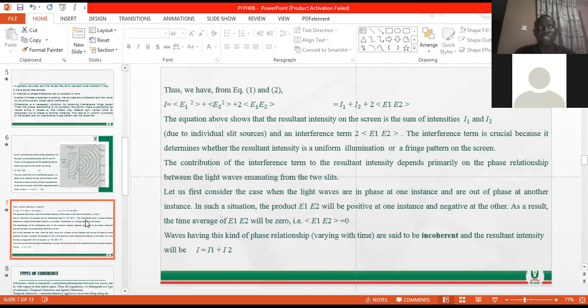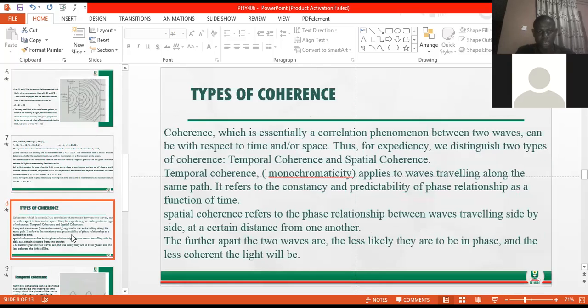Now, going through what we intend to achieve, we said there are two types of coherence. Can you imagine? We have just 10 minutes more. This Zoom, this thing is too short. Now, let me quickly rush through it.